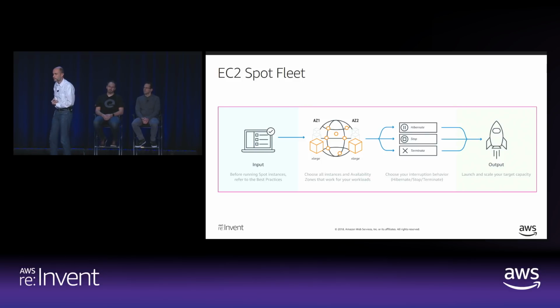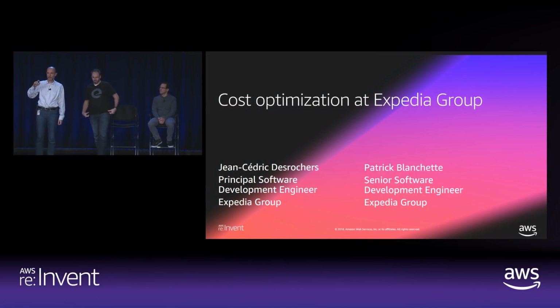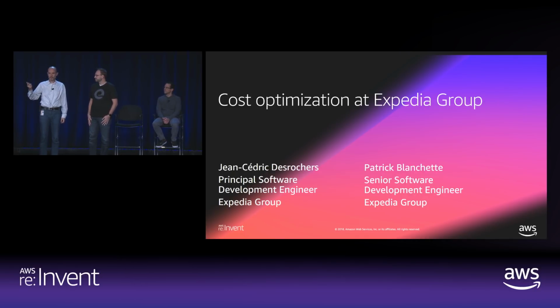So let's talk to a real Spot customer here. And I'd like to introduce you to JC and Patrick. And they will tell you their story on how they optimized their spending on AWS and how they found Spot instances and introduced them into their architecture.